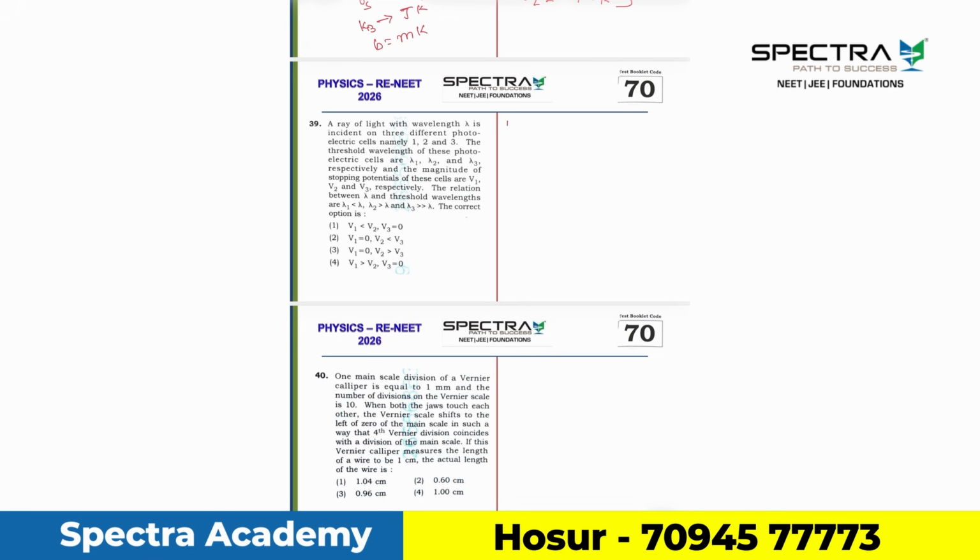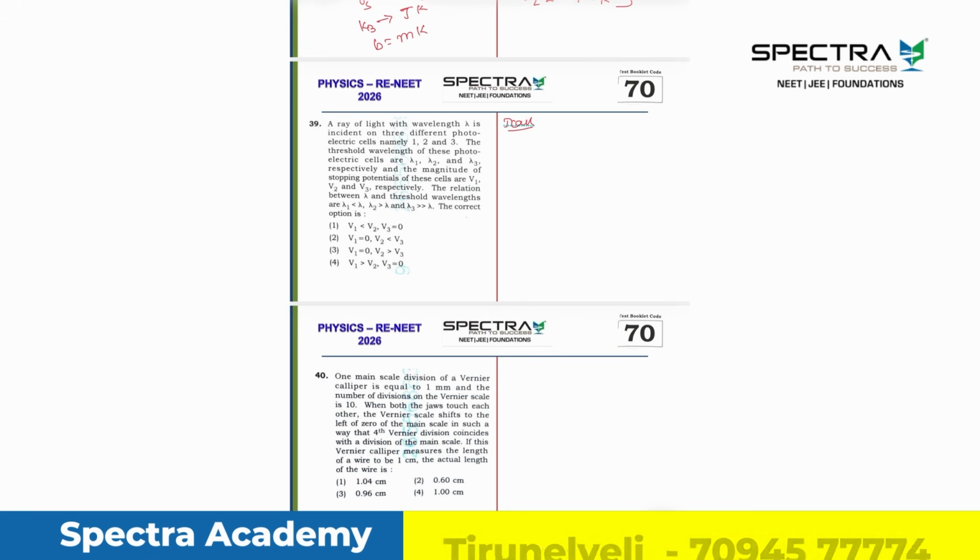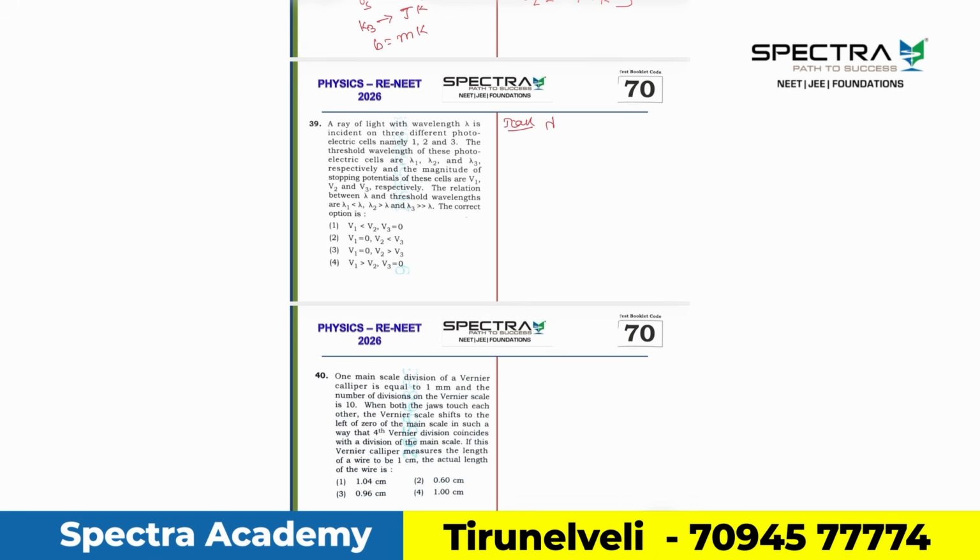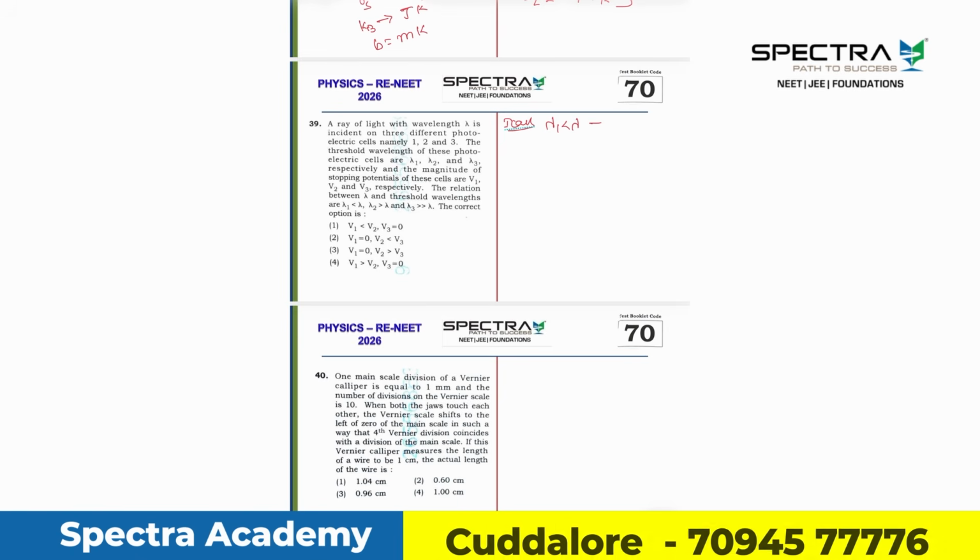So let us see case 1. Case 1, what can I say about case 1 here? Lambda 1 is less than lambda. That means you can say the incident wavelength is greater than the threshold wavelength.